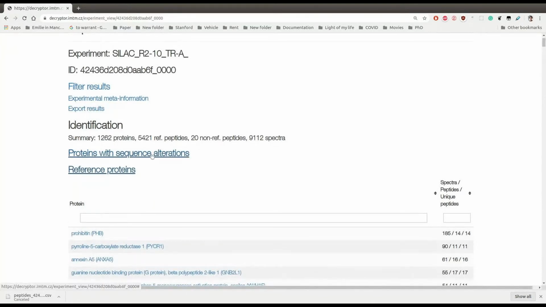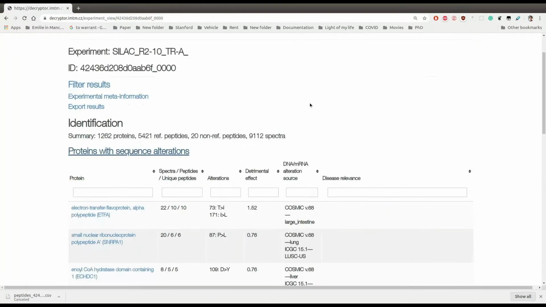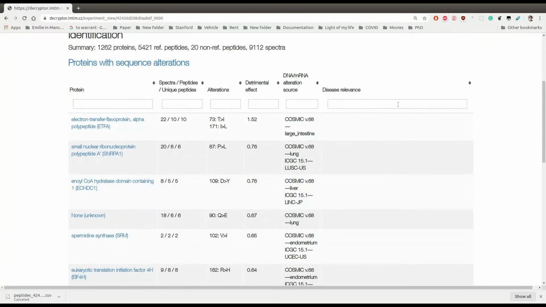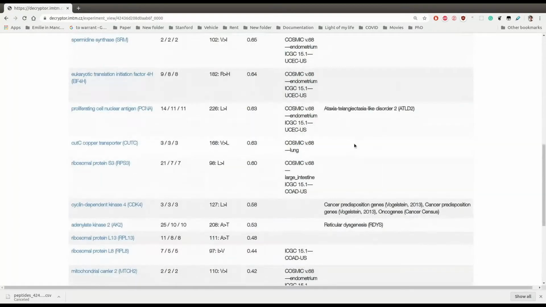But what Decryptor gives you is that you can have these proteins with sequence alterations, and it tells you what alterations to the protein sequences were detected in the analyzed sample. It also gives you some idea of the quantity. It summarizes the alterations which were found, and the detrimental effect which is predicted for these individual alterations. This can help you to prioritize your investigations, and shows the source of where these alterations were previously found, or whether there is any disease relevance of the variant.